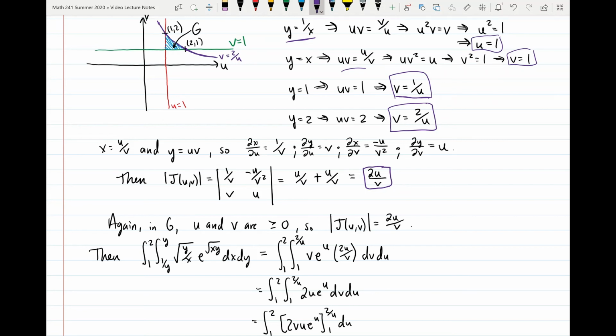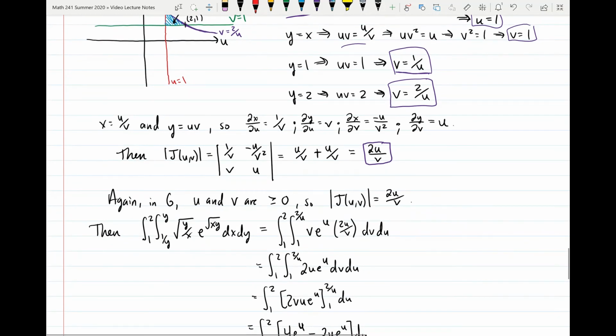So we take all the different partial derivatives here. Partial x with respect to u is going to be equal to 1 over v. Partial y with respect to u is going to be equal to v. Partial x with respect to v is equal to negative u over v squared, and partial y with respect to v is equal to u. Again, you can stop the video and verify that all these partial derivatives are correct, but they shouldn't be too difficult to calculate. And then we can set up the matrix giving us our Jacobian.